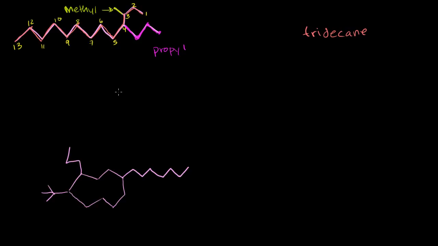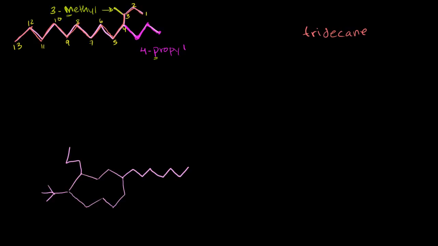Propyl group. And the methyl is sitting on the 3 carbon of our main chain. And the propyl group is sitting on the 4 carbon. 1, 2, 3, 4. Now, when we figure out what order to list them in when we actually write out the name, we just do it in alphabetical order. M comes before P, so we write 3-methyl before 4-propyl.